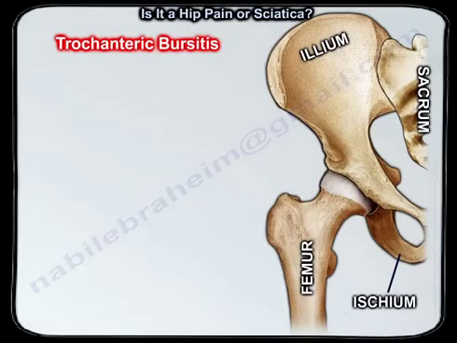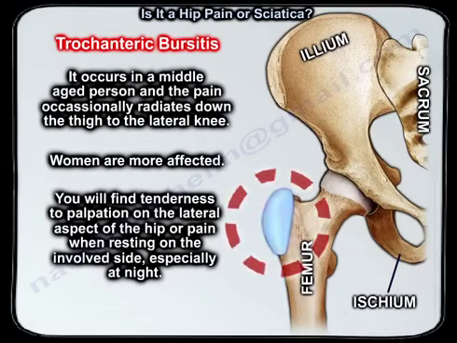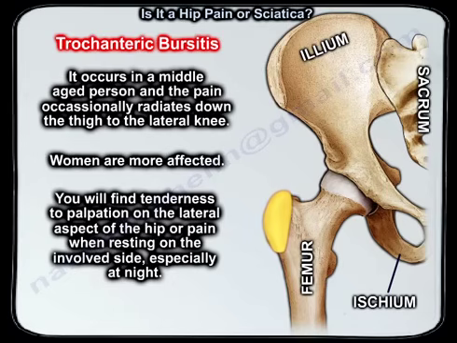Trochanteric bursitis occurs in a middle-aged person and occasionally radiates down the thigh to the lateral knee. Women are more affected. You find tenderness to palpation on the lateral aspect of the hip or pain when resting on the involved side, especially at night.